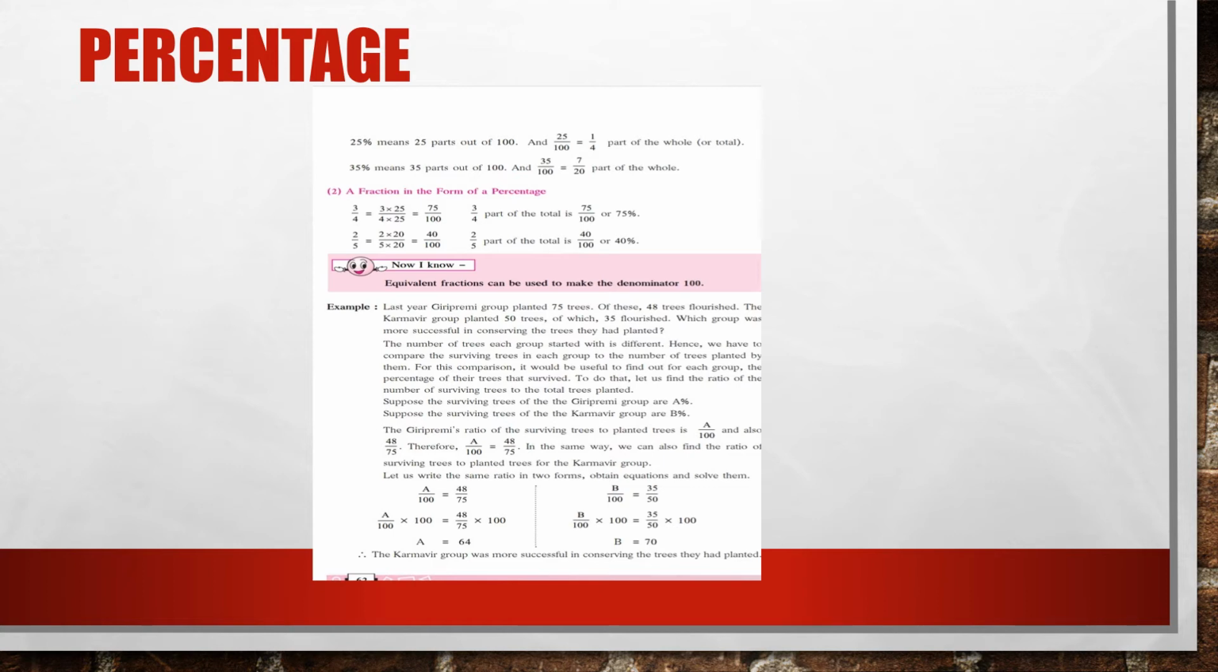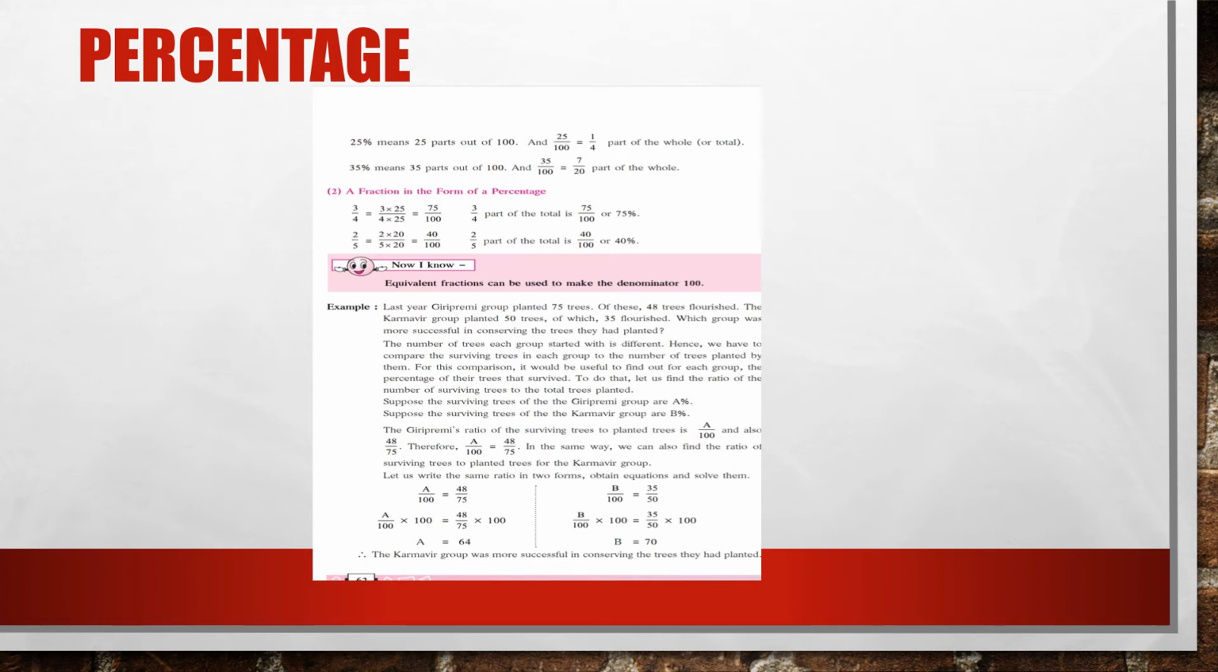So the question says, last year Gripani planted 75 trees. Of these, 48 trees flourished. That means she planted 75, and out of that, 48 grew very well. Then Karmovir's group planted 50 trees, out of which 35 flourished. Now, which group was more successful in conserving the trees they had planted? So, based on this, we have to find out.